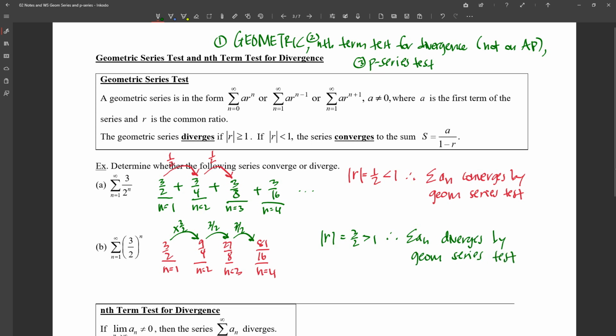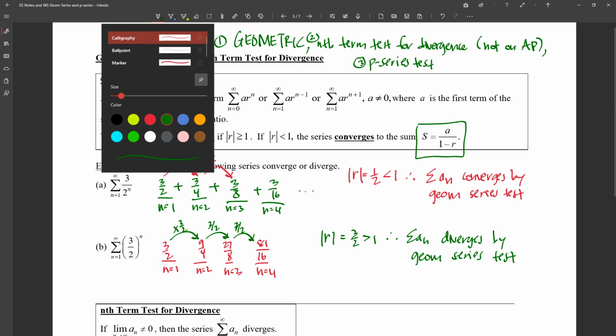Okay, so if R is greater than or equal to 1, then the series diverges. If the absolute value of R is less than 1, then this series converges. And then something extra: if the series does converge, I can actually calculate what it converges to. Of all the series you learn, this is the only one where you can actually calculate what it converges to. There's also the telescoping series, but you're not learning the telescoping series this year.